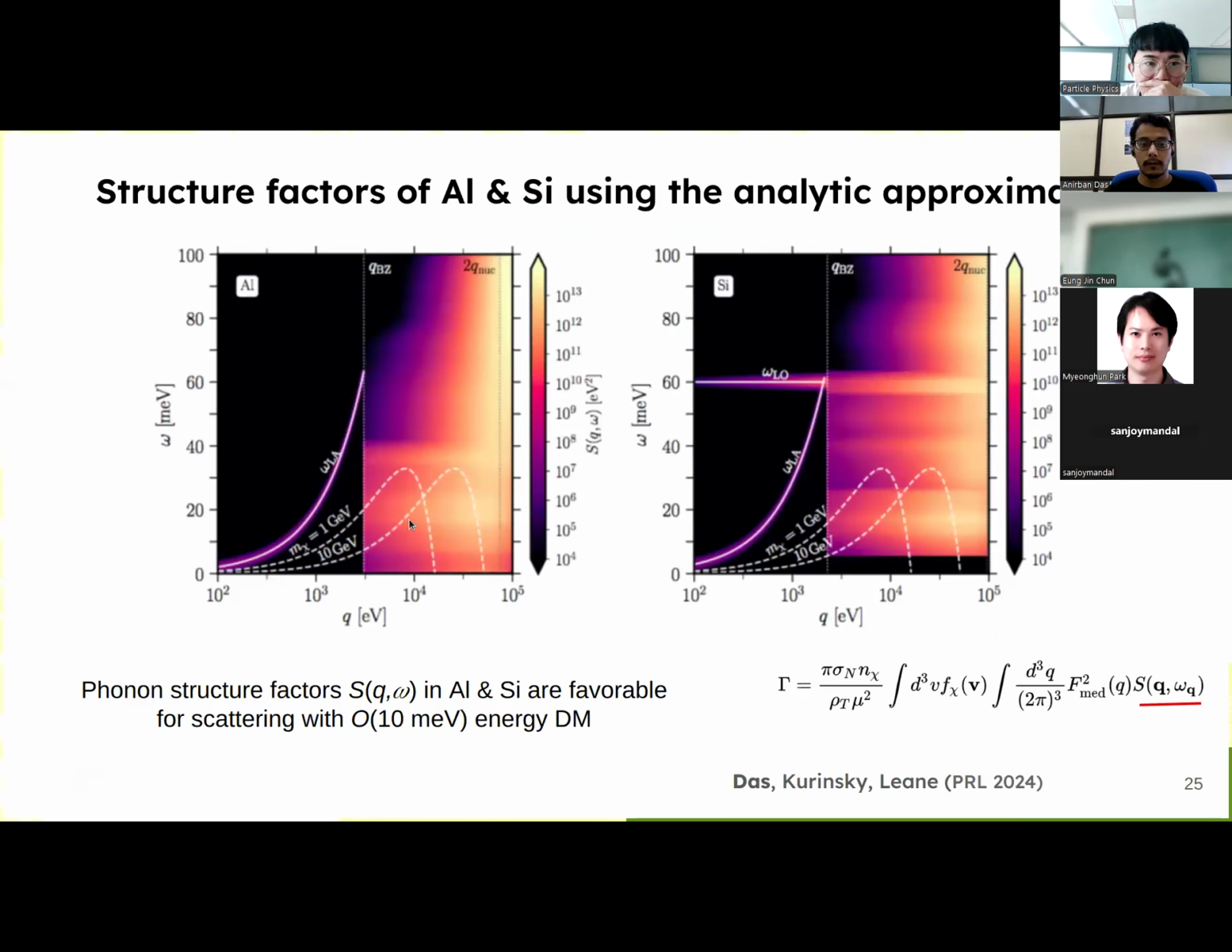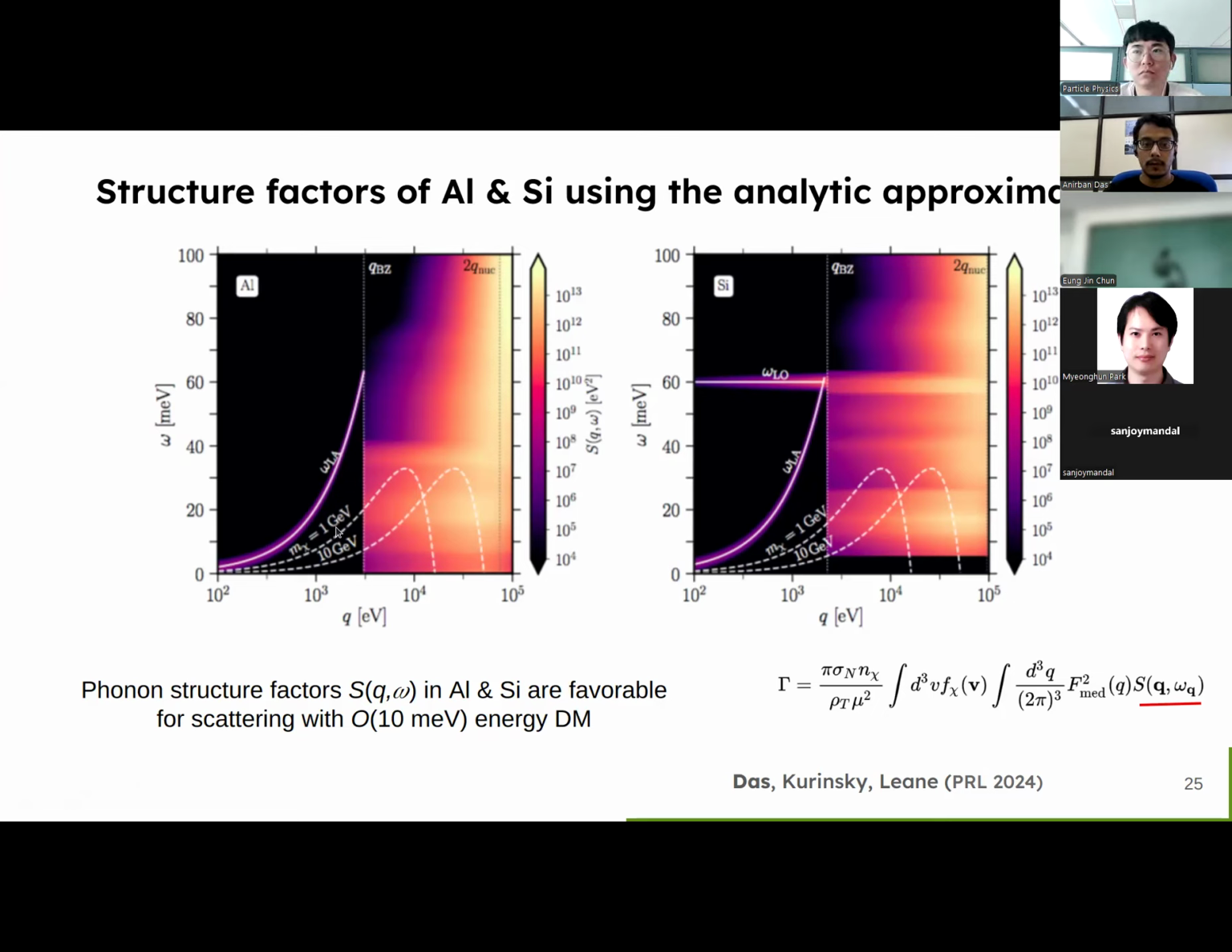And this is what that structure factor looks like in the energy-momentum space. The left one is for aluminum, the right one is for silicon. Aluminum has only this acoustic branch at low momentum. Silicon also has this additional optical branch because their crystal structures are different. And at large momentum, there are multiple phonon excitations possible. That's why there is this bright yellow region in both of these cases.